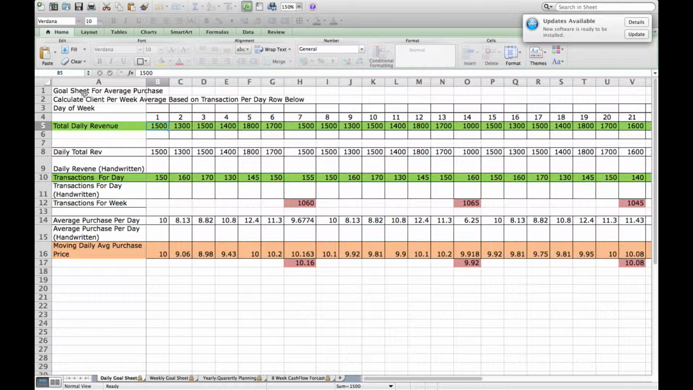Now, the nice thing about this spreadsheet is, just to walk you through it again, this is the goal sheet for the average purchase. And also, it doesn't state this right here, but also for the number of transactions per day.